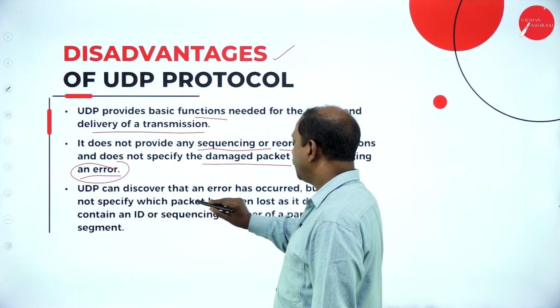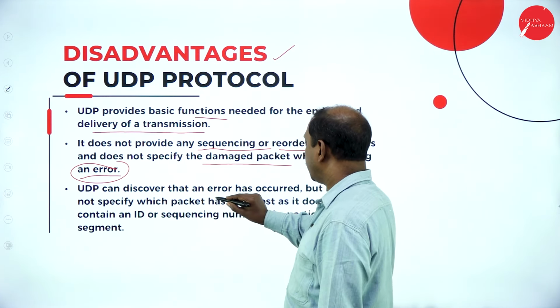UDP can discover that an error has occurred, but it does not specify which packet has been lost, or it does not contain an ID or sequence number of a particular segment.